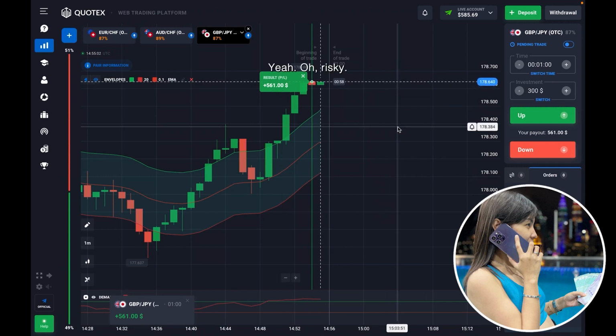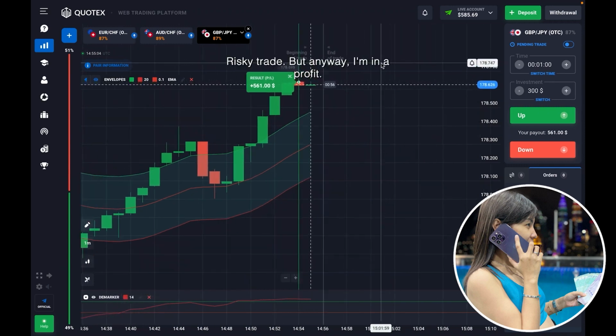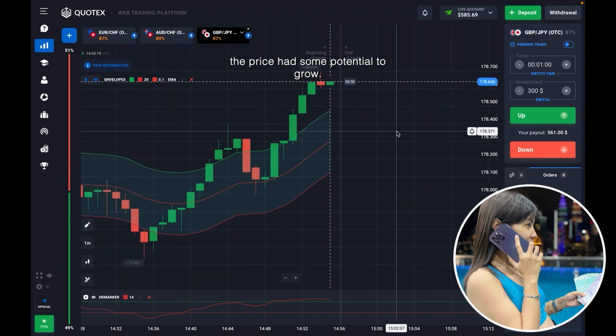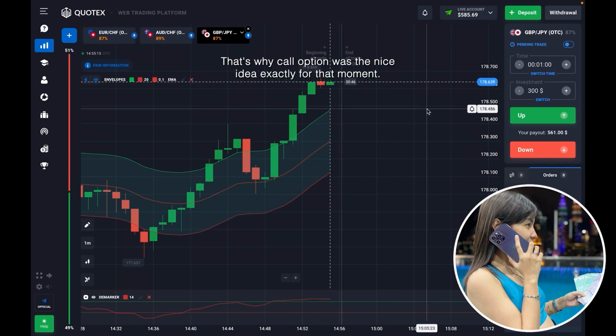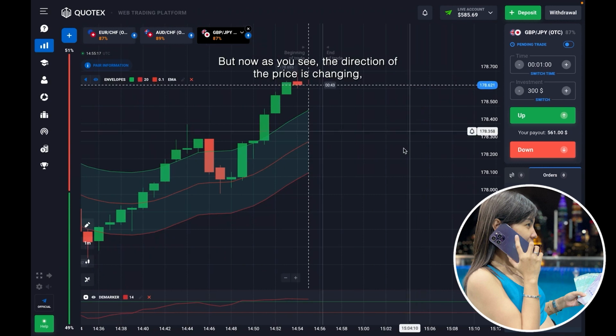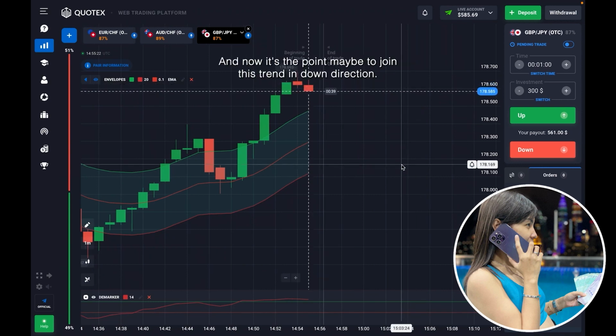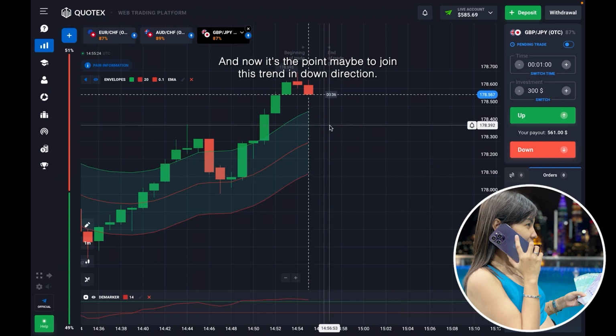Yeah, risky trade, but anyway, I'm on a profit. And yes, as I said, it wasn't the time for the price to fall because the price had some potential to grow, that's why call option was a nice idea exactly for that moment. But now as you see, the direction of the price is changing, the market is always changing, and now it's a point maybe to join this trend in down direction.